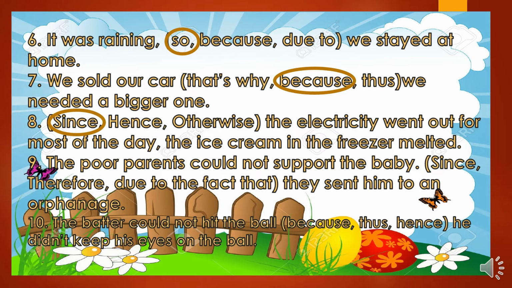Since the electricity went out for most of the day, the ice cream in the freezer melted. The poor parents could not support the baby, therefore, they sent him to an orphanage. The batter could not hit the ball because he didn't keep his eyes on the ball. Did you get the correct answer? Do you understand now our lesson?